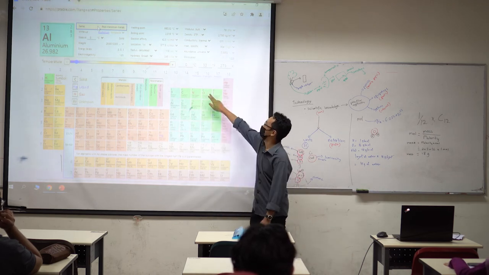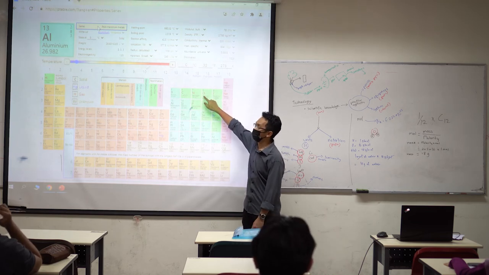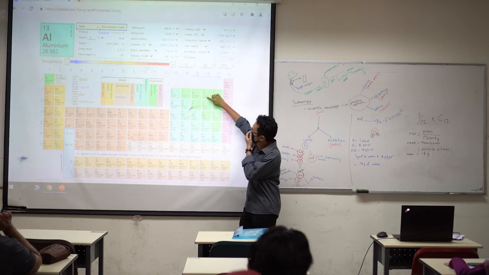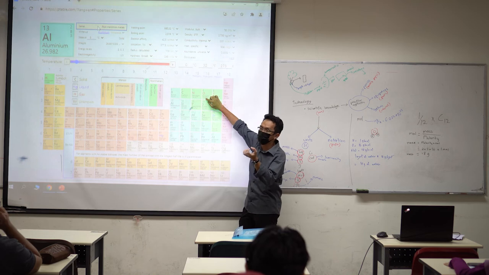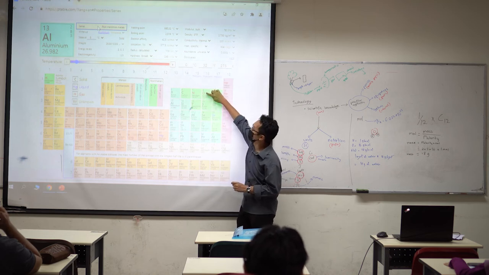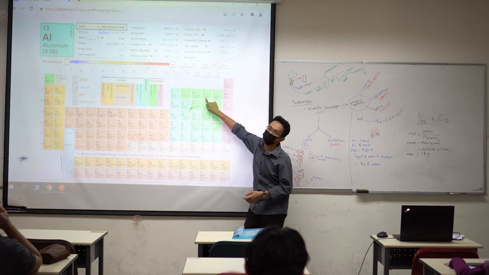Okay, this is 16. Below the element is the weight. The weight for one mole. So if I ask you, give me one mole of oxygen, you give me 16 gram.